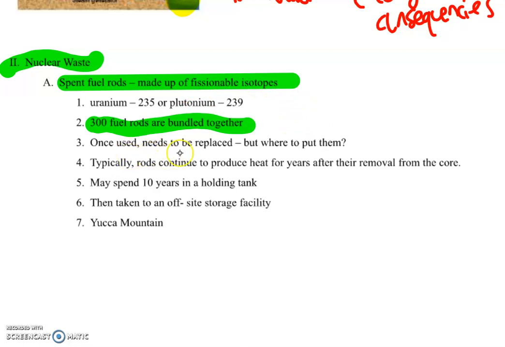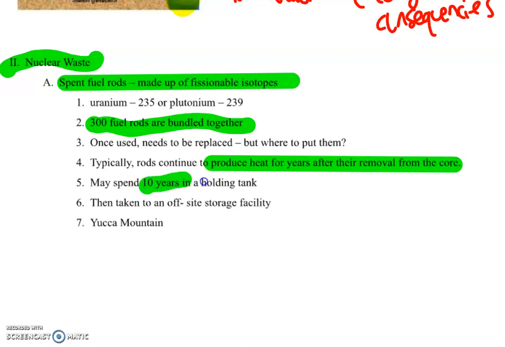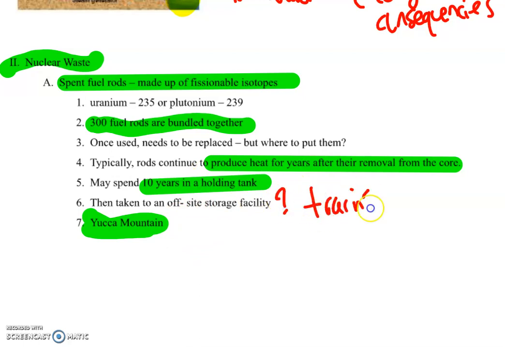Typically, the rods are still hot. They produce heat for years after their removal from the core, and they have to be stored somewhere. They can stay up to 10 years in a holding tank inside the plant, and then they're taken to an off-site storage facility like Yucca Mountain. But let's say you have a nuclear power plant up near Cleveland, and you need to transport it to Yucca Mountain in the American Southwest. How does it get there? So they can be transported on trains. They can be transported by trucks. So all over the country, we have nuclear material just out in public.